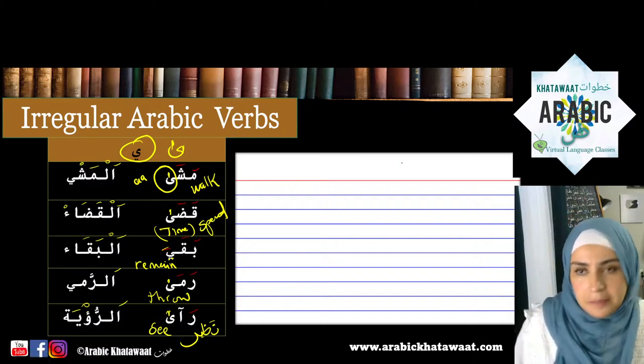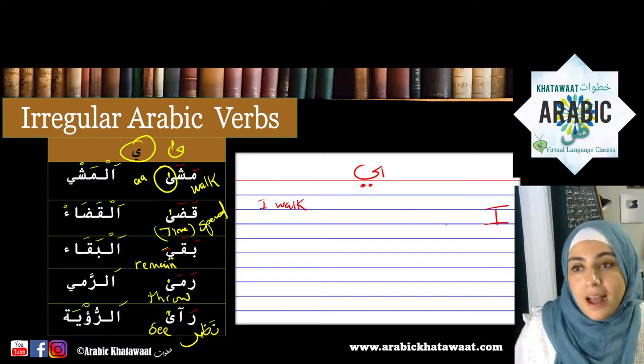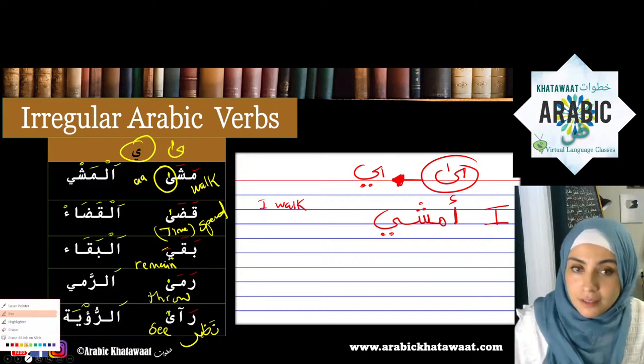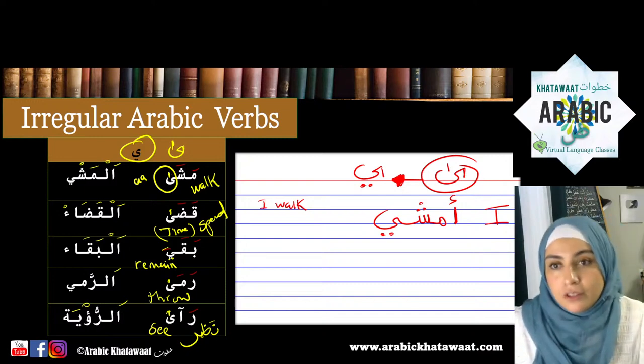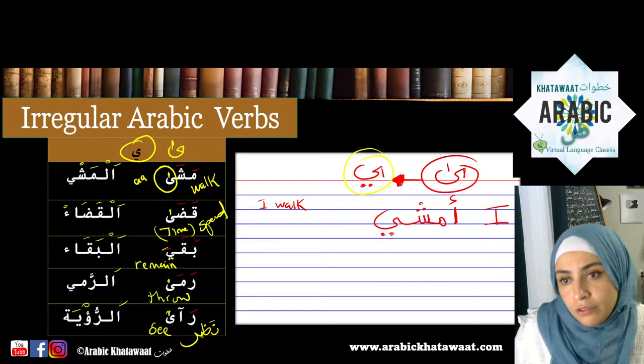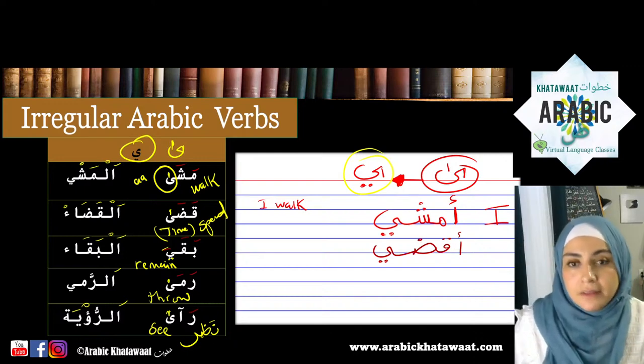What happens to the verbs with the ya? I'll go with I, and what I'm gonna do is I will say I walk. أمشي. The ألف مقصورة becomes ya. And be very careful because the verb ends with ألف مقصورة, so I have to change it to ya. Then I would say أقضي. All the verbs that end with ألف مقصورة have to change to ya. أقضي, I spend.